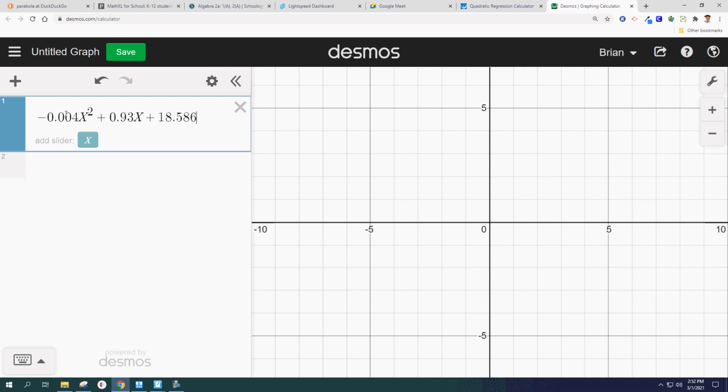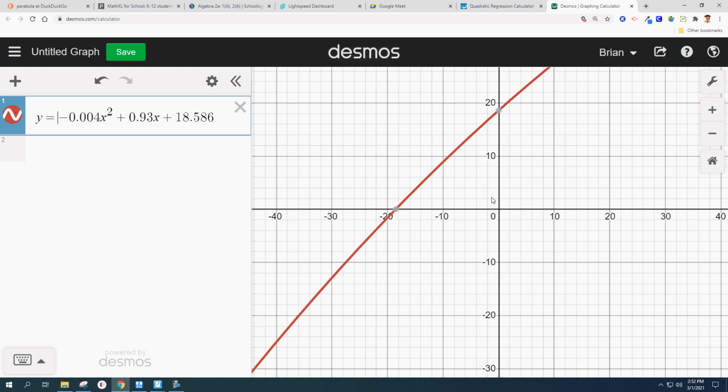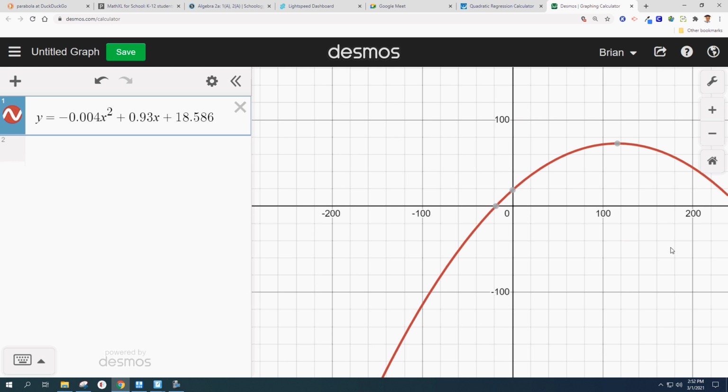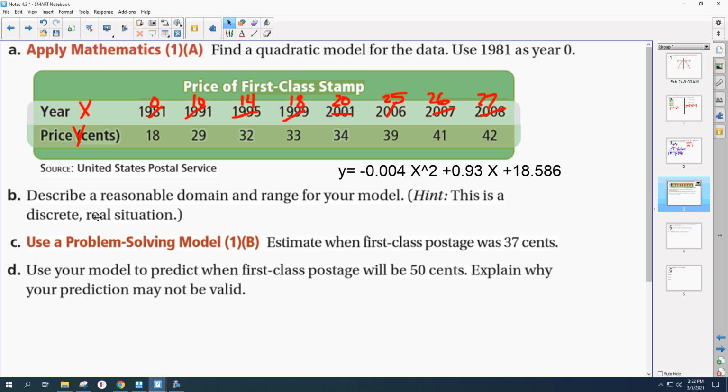It doesn't like that capital X, I don't think. Okay, so we can't see it. There we go. Let's zoom out a little bit. All right, so there's what our parabola looks like, and I forget what it asked me. What was the question? Describe a reasonable domain and a range.